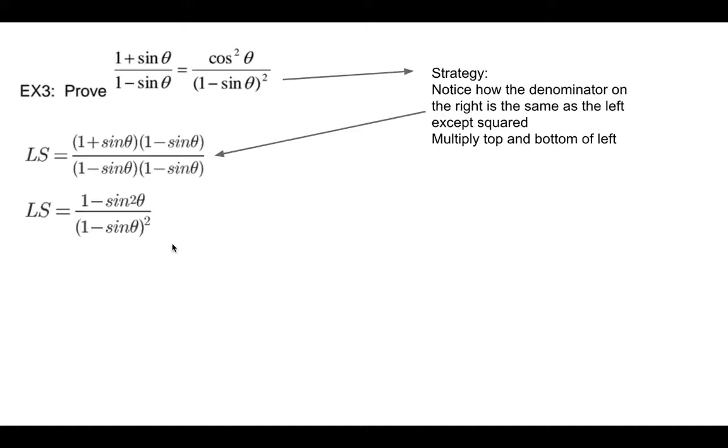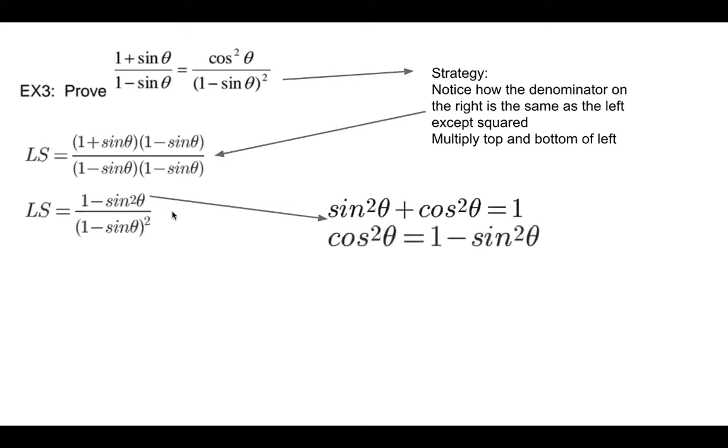But we're almost there. On the left side, we've got 1 minus sine squared on the top. Now we know that sine squared plus cos squared is 1. And so then we know cos squared is 1 minus sine squared because we just move the sine squared to the other side, subtract sine squared from both sides, and it becomes 1 minus sine squared.